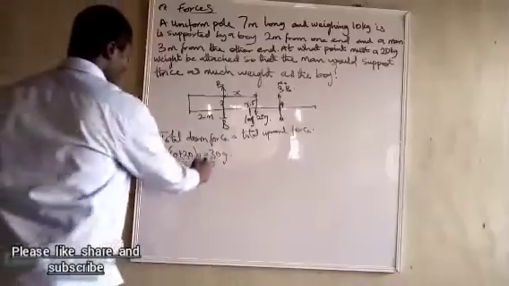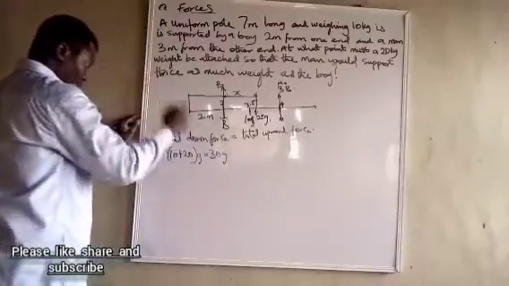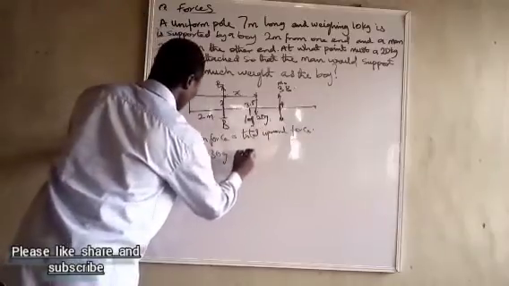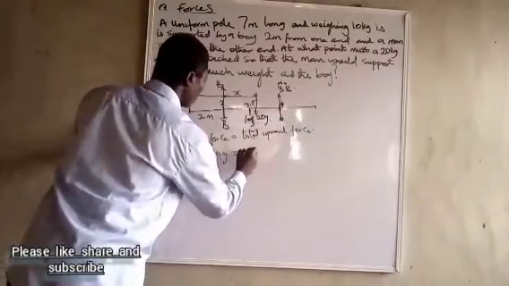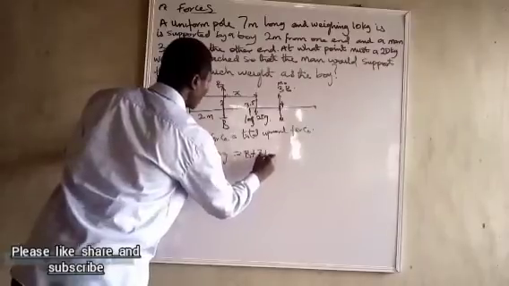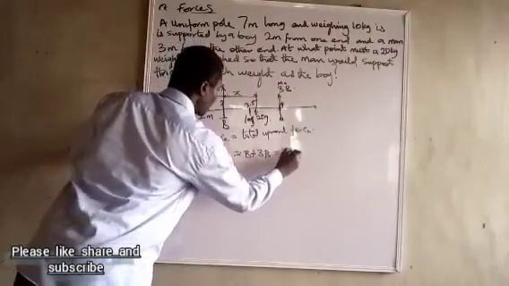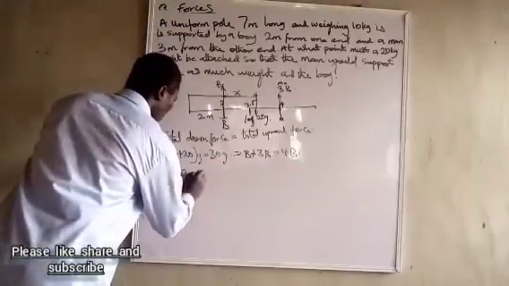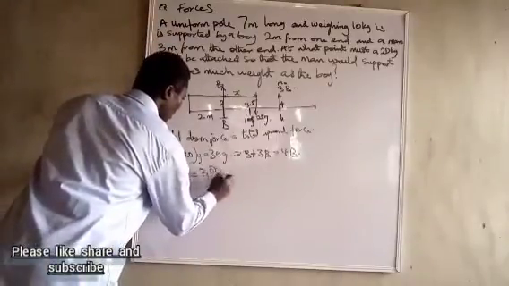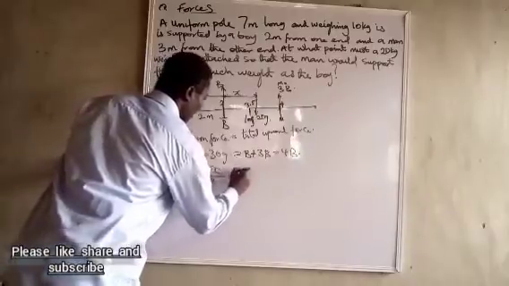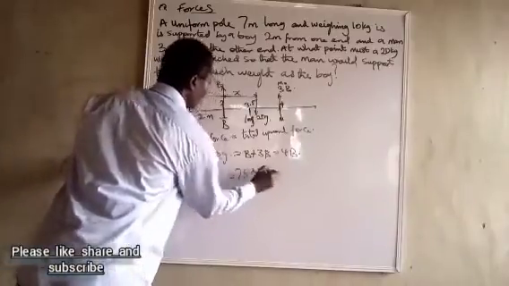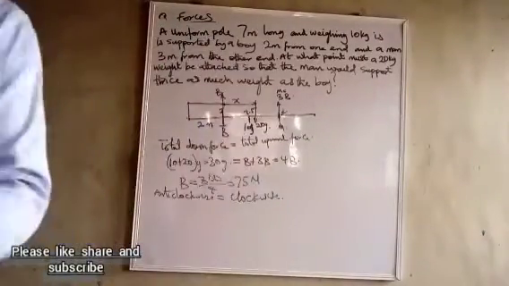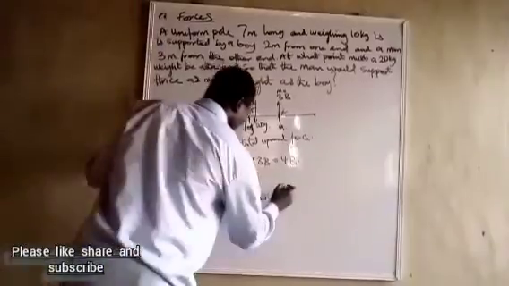Now, we have B plus 3B, which is equal to 4B. So you can see that B is equal to 300 over 4, which is 75 newtons. So now, that is about B.